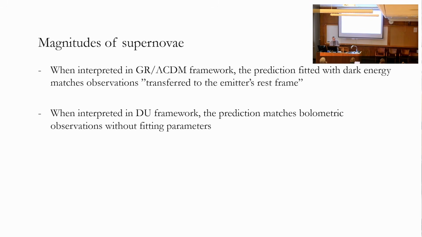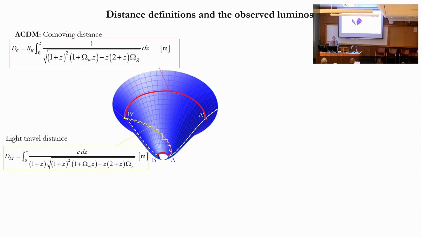When interpreted in the DU framework, predictions match bolometric observations, which are in principle direct observations when we have our filter matched to the redshift we are observing.